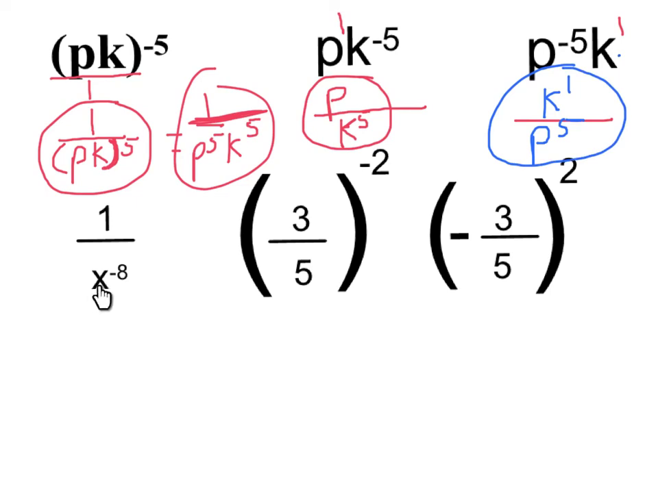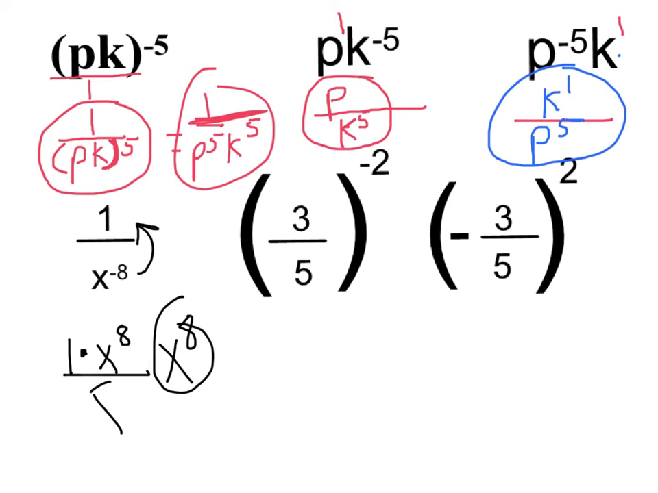Let's look here. Here we have a bad attitude in the basement. Remember from the video, if the attitude's bad in the basement, then the dad sends it upstairs to have a better attitude. So this will go upstairs with the 1, and it will become x to the positive 8. And you could just say x to the 8th power. You do not have to put the 1 in front.